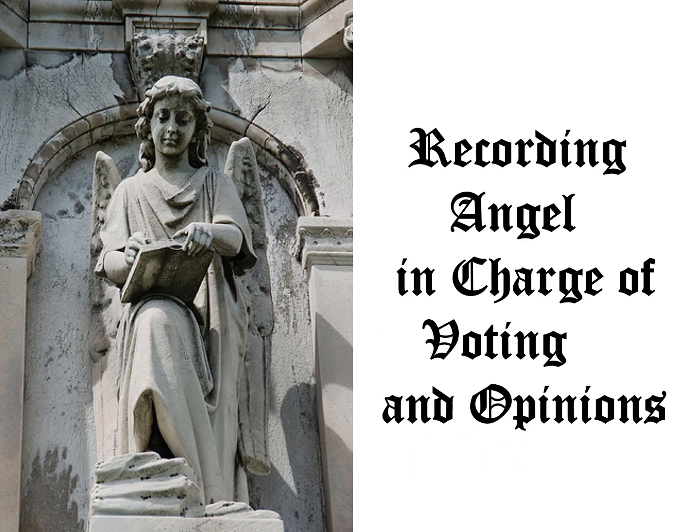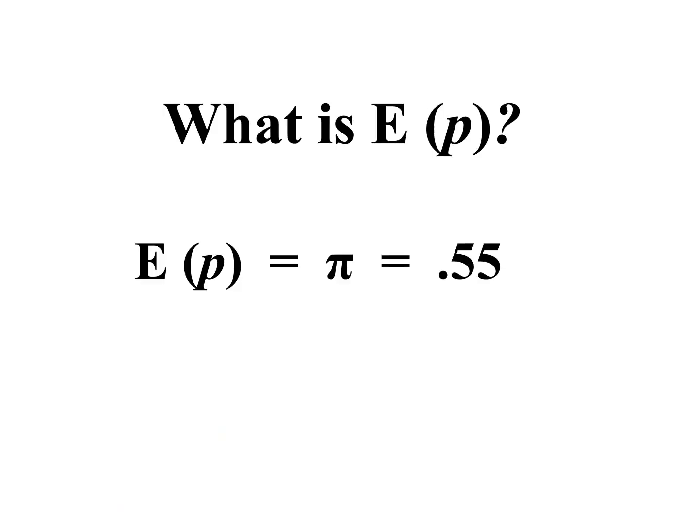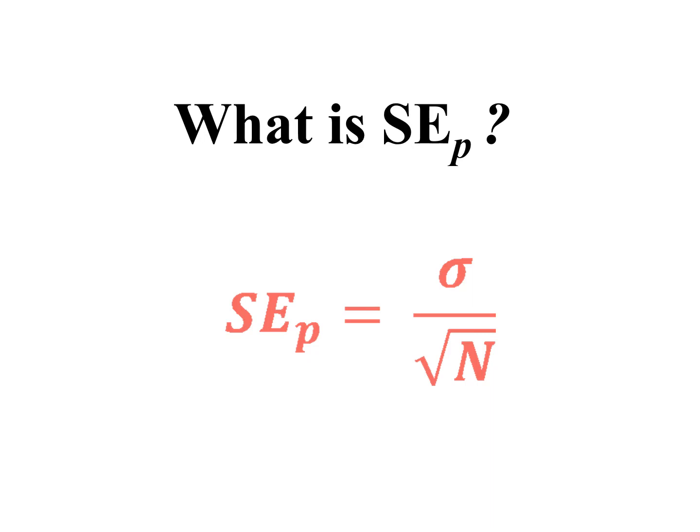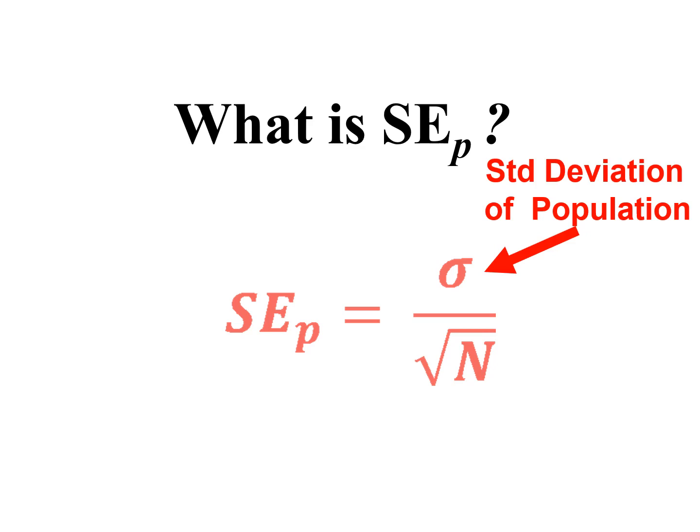So for this example, let's assume that we obtain the information about pi from the recording angel in charge of voting and opinions. So this angel told us the actual value of pi, which was 0.55. So what is the standard error? Well, the standard error is equal to sigma, or the standard deviation, divided by the square root of n. Sigma is the standard deviation of the population.